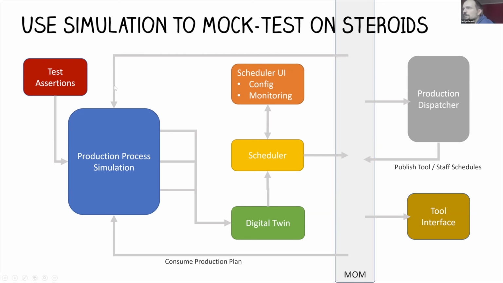So what we do is we simply substitute the process of interest with a simulation model, and then we can run the entire process at an arbitrary clock speed, including all the components. In this case, for instance, we could read out parameters to build some digital twin model of our process. We could then configure an OptaPlanner scheduler. We could put a scheduler UI on top of it. We could wire them all up via message-oriented middleware, create some production dispatcher, create a tool interface, and for sure also consume the production plan back into the simulation model. And on top of all this, we can then define test assertions.